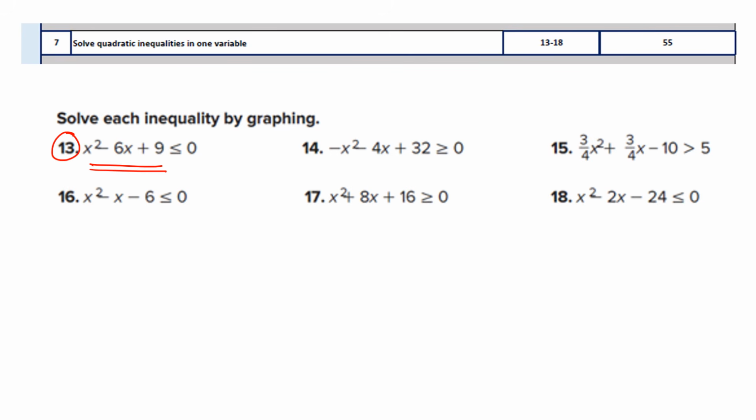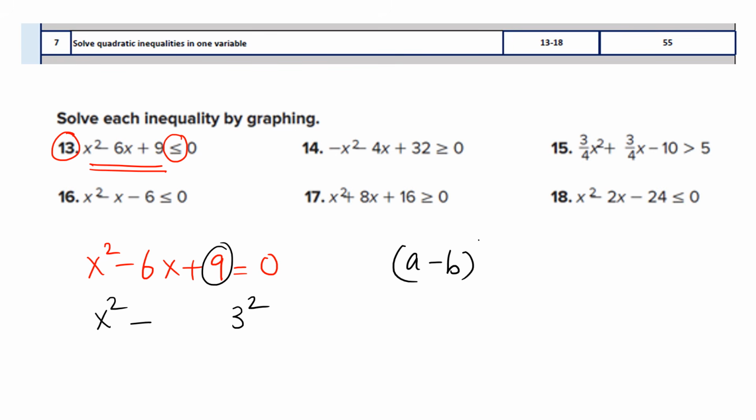Now look at this inequality. It is less than or equal to, so the endpoints will be included. Now first of all, look at the equation. Convert this to an equation and try to factor it. Try to find the solution. Now see, 9 is a perfect square of which number? 3. And what is the sign? Negative. So which identity will help you to factor? (a minus b) whole square, so a square plus b square minus 2ab. This will help you. So let's do it.